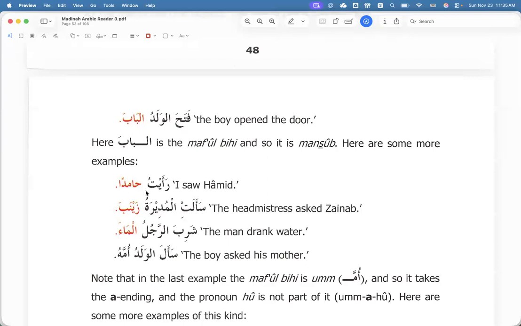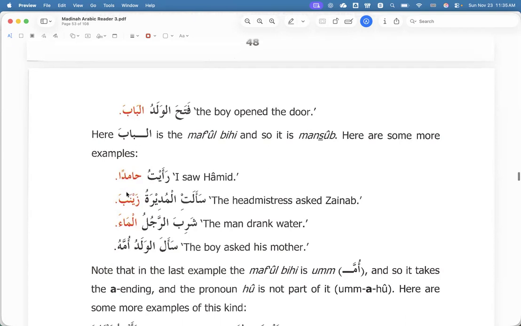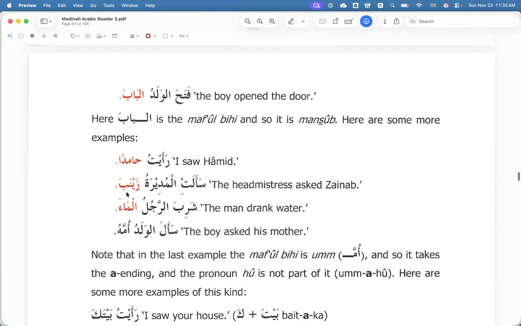So the only thing that somebody would ask if you say I saw is, what did you see? It demands an object. So I will say I saw something. Ra'aytu, I saw a kitten. Okay? Ra'aytu qittatan. Ra'aytu hamidan. Ra'aytu taliban. I saw a student, I saw a cat, I saw Hamid. And I have to make the object mansub. Good? Yes. Okay.